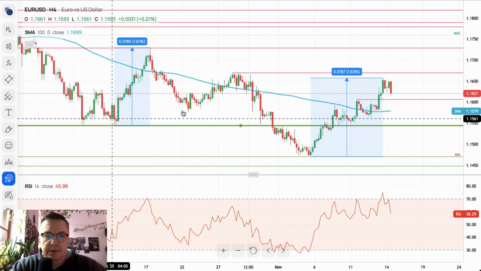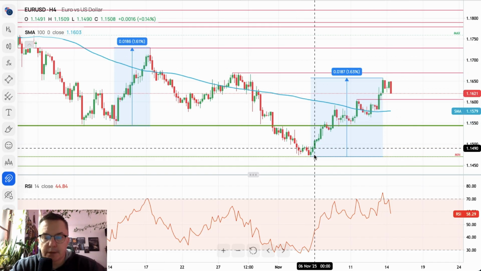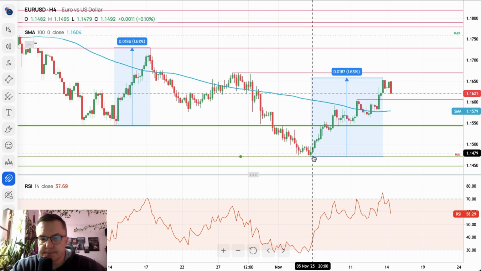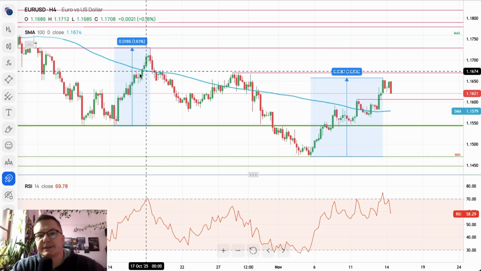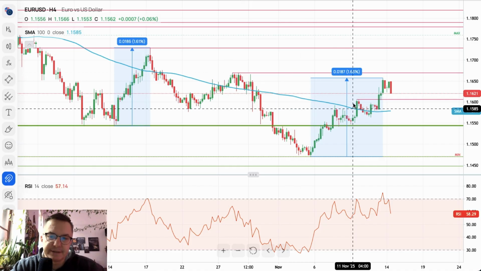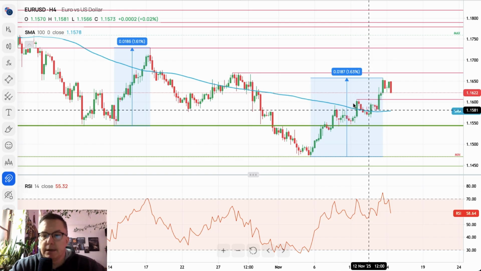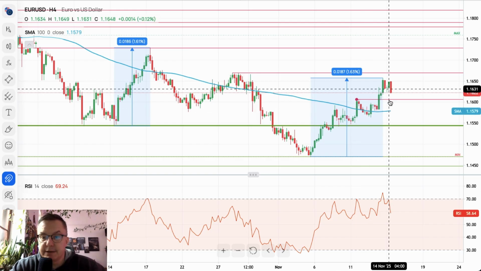So we got the correction. The previous correction was 1.61, and we got this correction, which is 1.63. The corrections are equal, which means the market remains in a downtrend, right? Big movement to the downside right now.